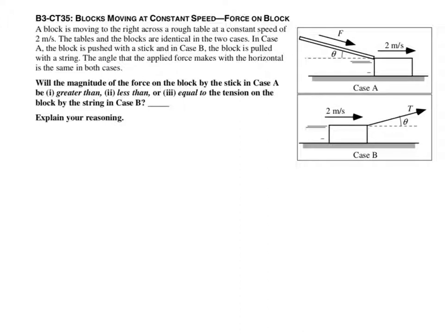In case A, the block is pushed with a stick, and in case B, the block is pulled with a string. The angle that the applied force makes with the horizontal is the same in both cases. Will the magnitude of the force on the block by the stick in case A be greater than, less than, or equal to the tension on the block by the string in case B? This is actually similar to one of the ones earlier in the sample set. It's almost the same question.